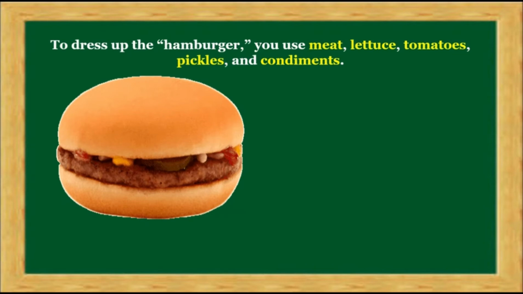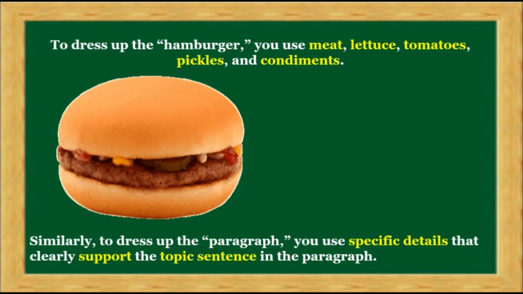To begin, think back of the hamburger. To dress up the hamburger, you use meat, lettuce, tomatoes, pickles, and condiments. Similarly, to dress up the paragraph, you use specific details that clearly support the topic sentence in the paragraph. Those specific details are called supporting details.